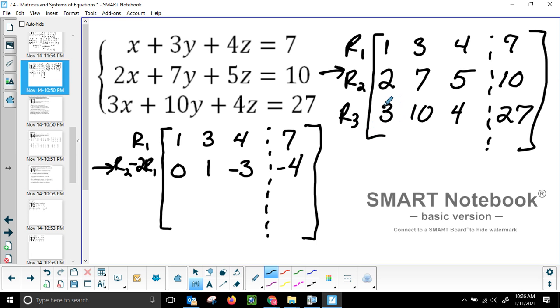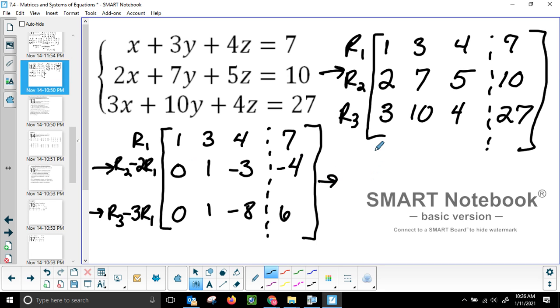I also want this to be a 0, so I'm going to say R3 minus 3 times R1. Here we're going to get 3 minus 3 gives me that 0 that I want. 10 minus 9 gives me a 1. 4 minus 12 is negative 8. And 27 minus 21 is 6. So my first time through, I got my first column how I wanted it.